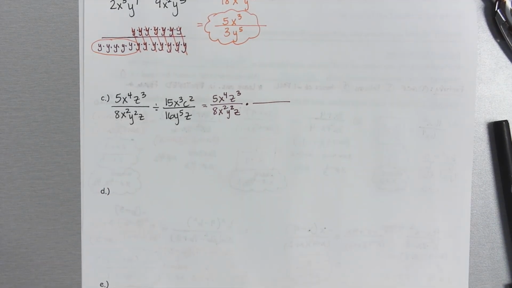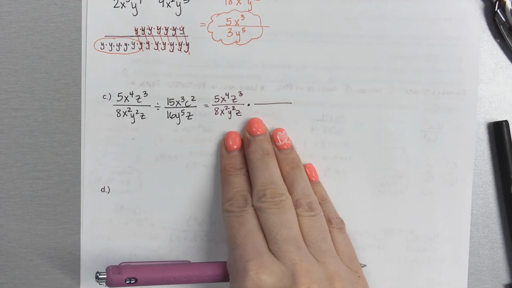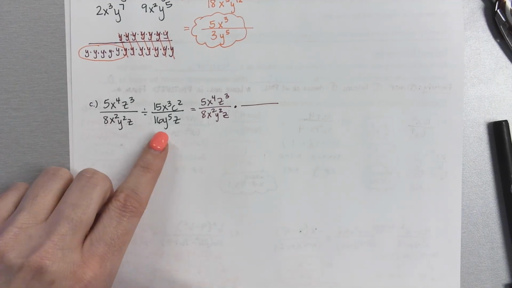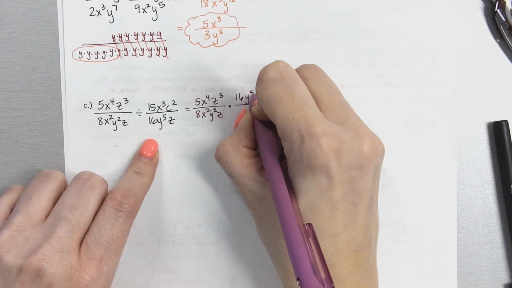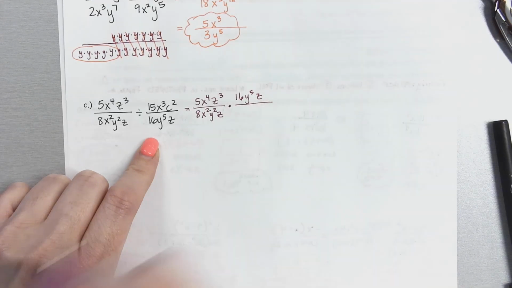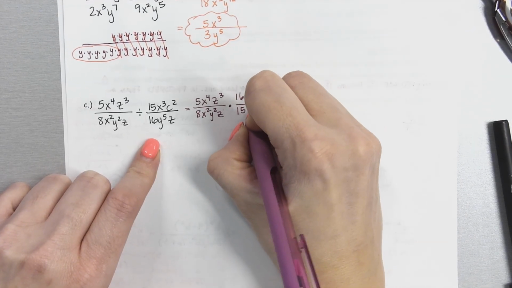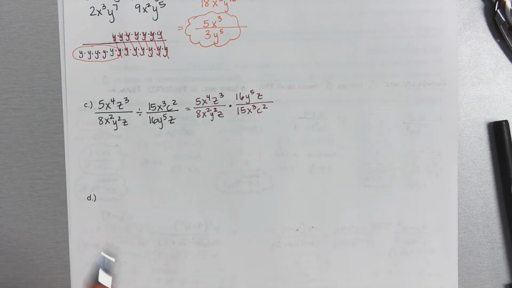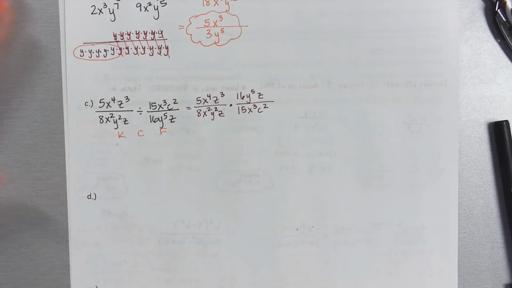All right, so when it is division, when you see this in your textbook, the first thing I like to write out on my paper is the multiplication. So when you do the flip, the 16y to the 5th goes in the numerator with z. So we're going to keep, we're going to change, we're going to flip.